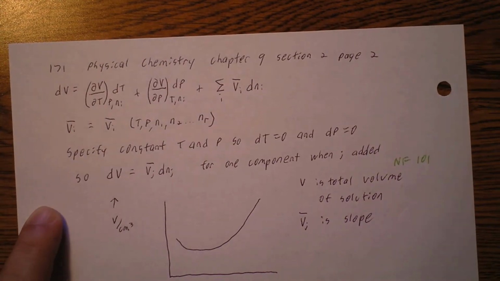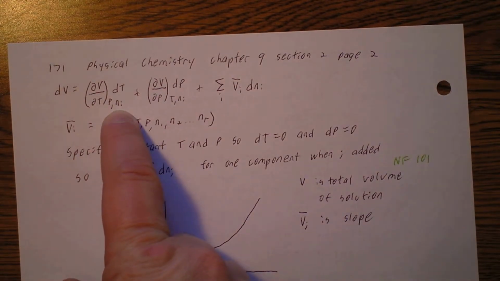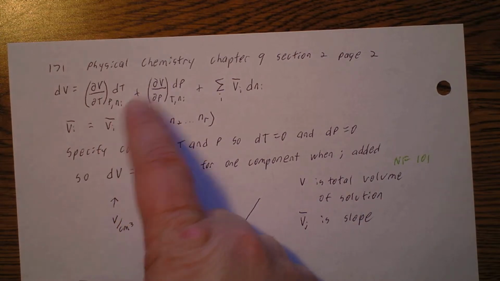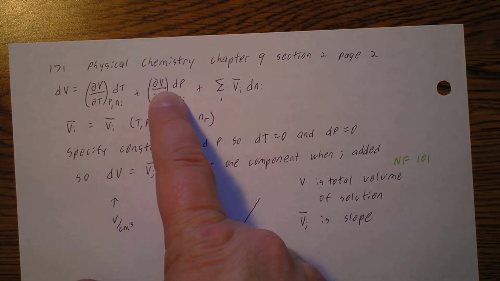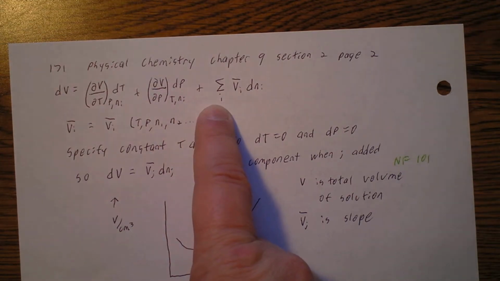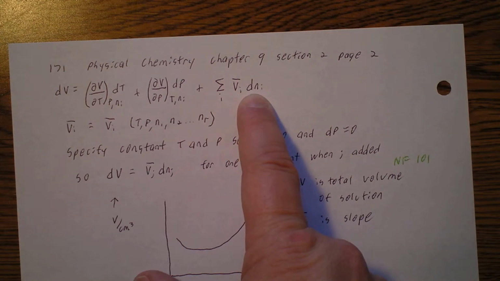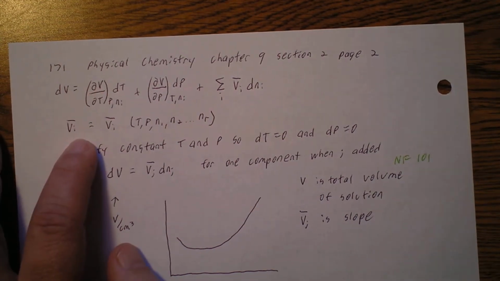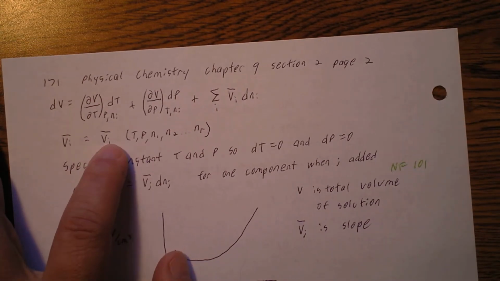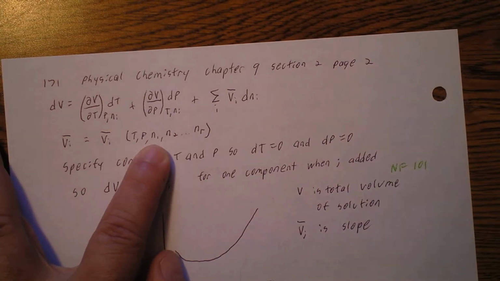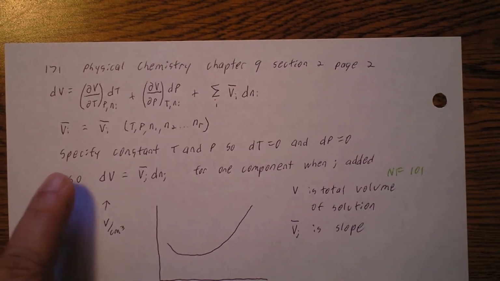So the differential of volume is, remember, equal to the partial derivative of volume with respect to temperature, holding pressure and all the substances constant, times the differential of temperature, plus the partial derivative of volume with respect to pressure, holding temperature and all the other substances constant, times the differential of pressure, plus, and then we can do it in summation notation, the sum over substance I of the partial molar volume of substance I times the differential of the number of moles of substance I. So we can write the partial molar volume of substance I as a function of temperature, pressure, number of moles of substance 1, number of moles of substance 2, etc., all the way to the number of moles of substance R if we have R substances.